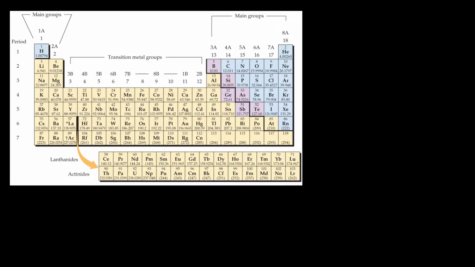Now if we look at a couple more groups of the periodic table, we're going to pick on 7A, or group 17 in modern terminology. This is the halogen group. So these halogens are so called because they are the salt formers. So Gen is former, Hal is salt.